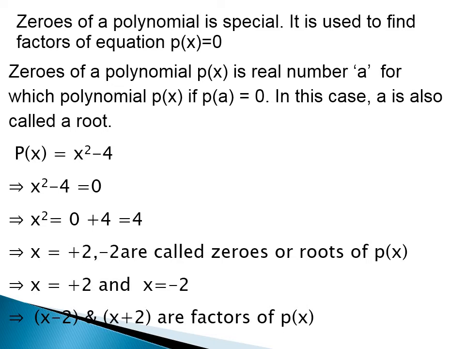Now another point we have seen in this slide is that it is used to find the factors. How is it used to find the factors? x equal to plus 2 we have written, that is the first zero. So when we bring this plus 2 to the left side, what will happen? It will be x minus 2 equal to 0. Similarly, x equal to minus 2, bringing the minus 2 to the left side, it will become x plus 2 equal to 0. So x minus 2 equal to 0 and x plus 2 equal to 0 are the factors of the given p of x. That is why zeros are also helpful for finding the factors.